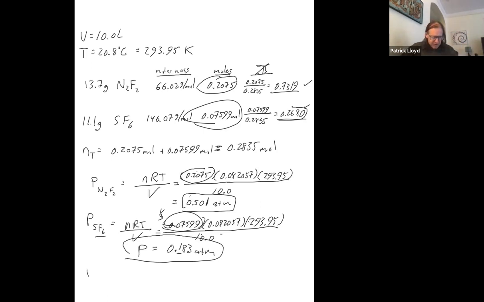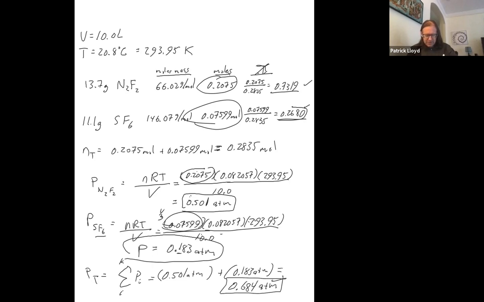And then finally, the total pressure, the sum of the individual pressures. So that's going to be 0.501 plus 0.183. It looks like it's about 0.684. There's your total pressure. So the sum of the individual pressures gives you the total pressure. The pressure of each gas is nRT over V.